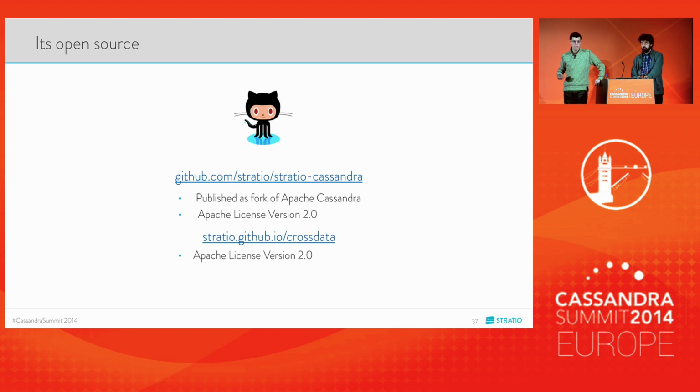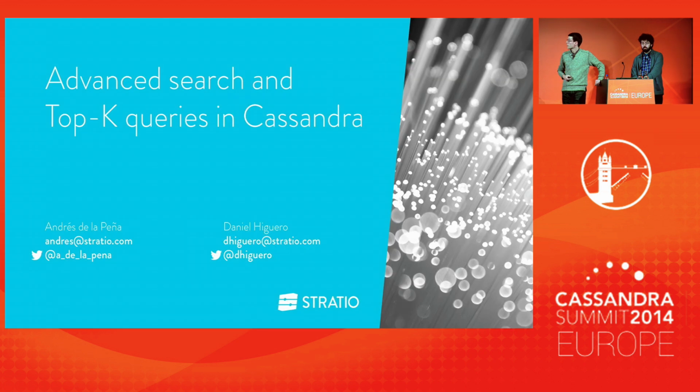Both of our solutions and everything we develop is open source. We have a fork from Cassandra that contains these modifications to the Cassandra logic, and you can find it on GitHub under Stratio Cassandra. Everything is published under an Apache license, so feel free to take the code, modify it as you wish, and contribute.